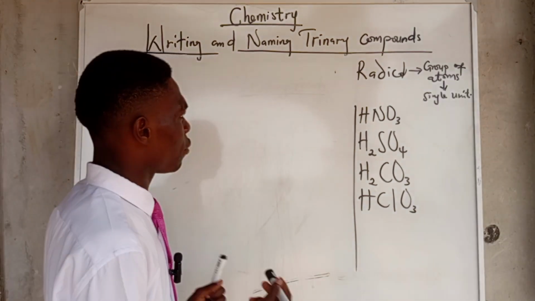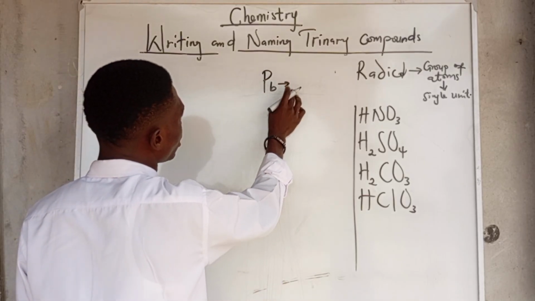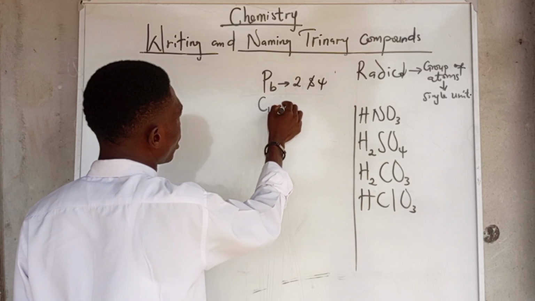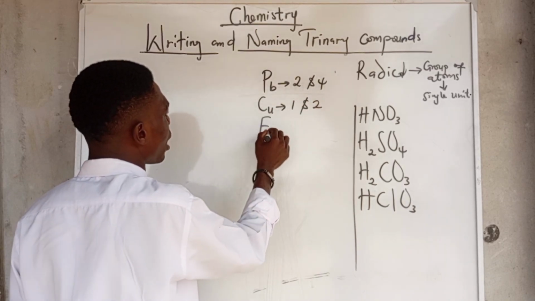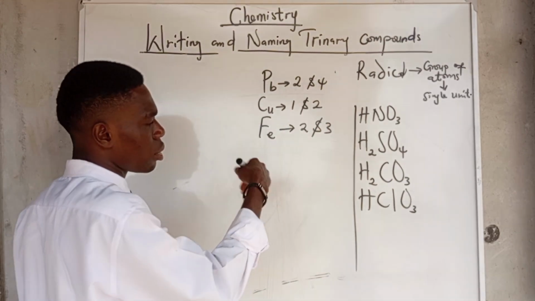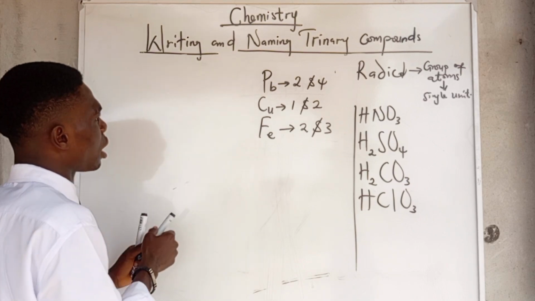Let's look at a few of them. Now let's look at lead. Lead is Pb. Lead has two valencies, 2 and 4. Copper Cu has two valencies, 1 and 2. Iron has two valencies, 2 and 3. I'm going to stop here for now. I listed more examples in the previous video. You can check it out as well.